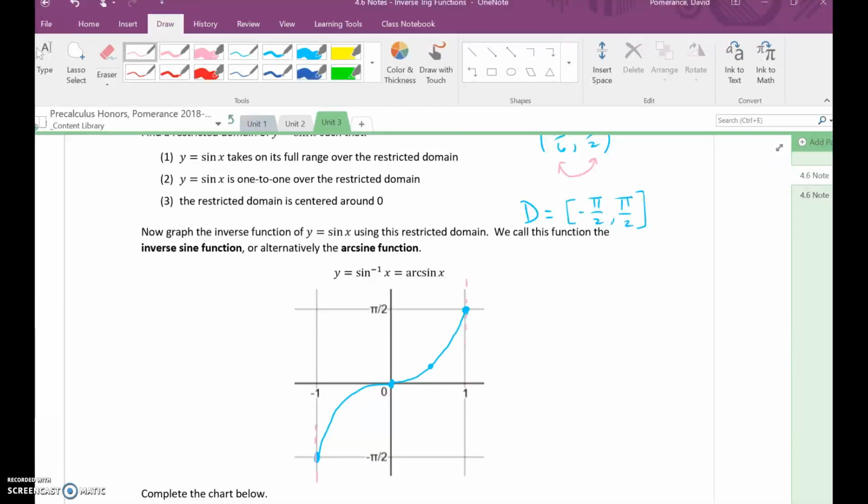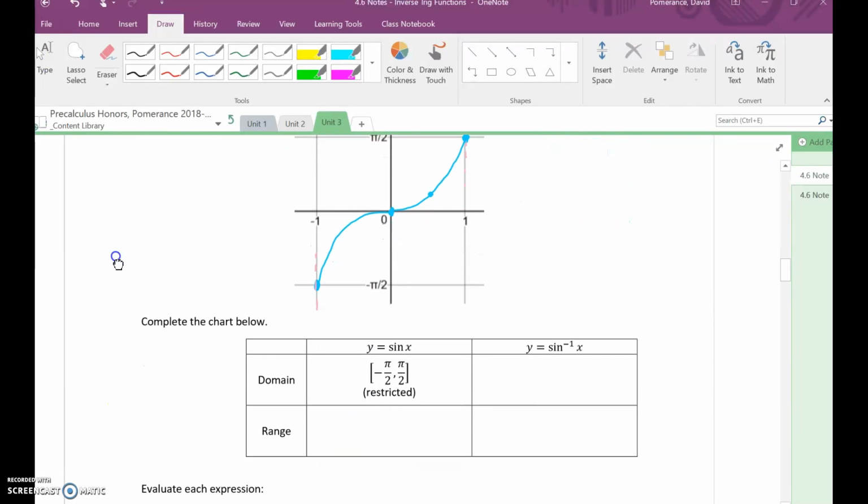We call this the arcsine function or the inverse sine function, and we can use either one of these notations. Sine raised to the -1 is what it looks like, but we would say inverse sine function. That's this one right here. And then the other one is the arcsine function. They mean exactly the same thing, so you can write it either way. I tend to use the first notation just because it's a little bit faster to write, but they are interchangeable.